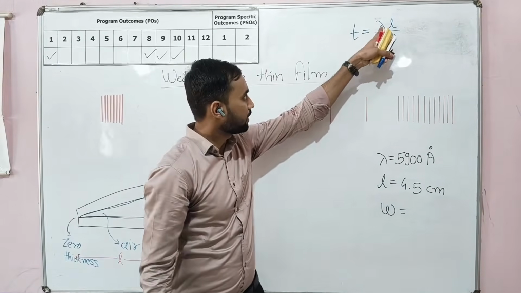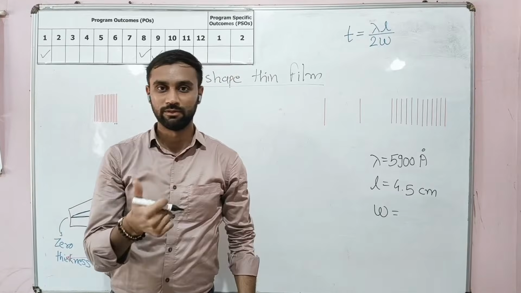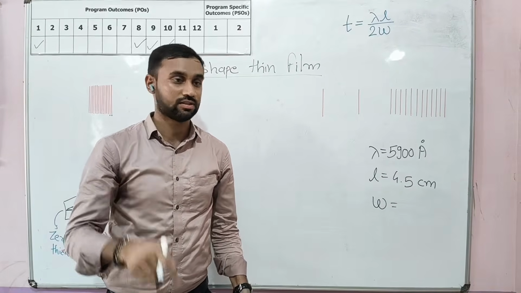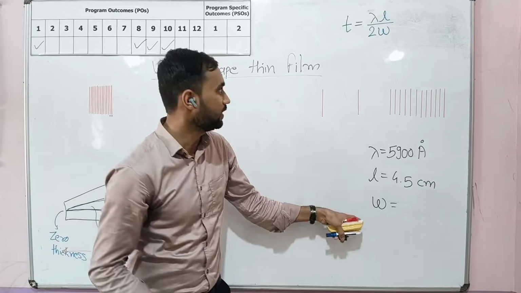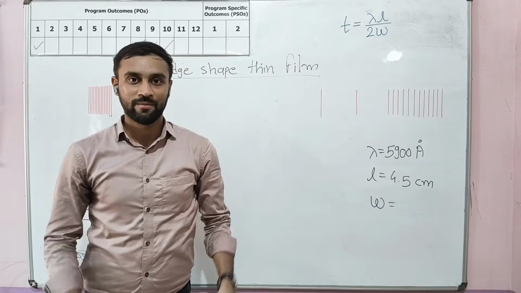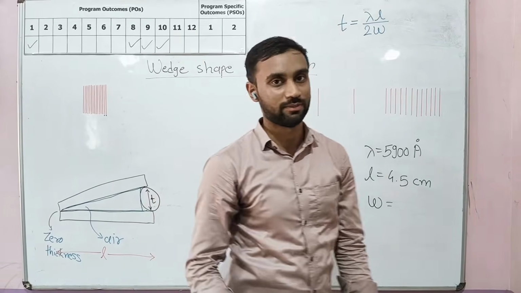But we know lambda, we know L, but we don't know W. Right now we don't know W. So our first immediate task will be to find W. If we find W, then we can substitute values in this formula and find T. Okay, so now let's see how we can find W.